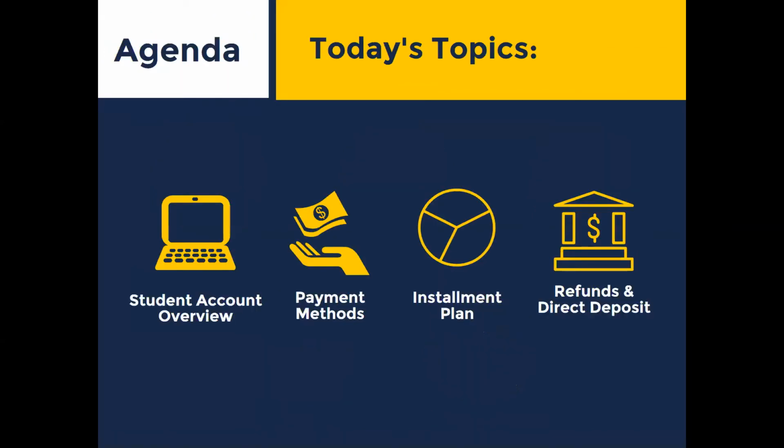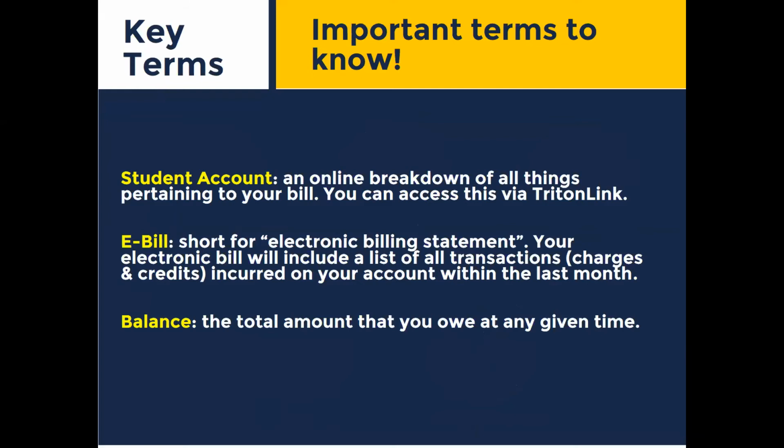Before we get too in-depth in our presentation, I'm going to go over some key terms with topics such as your student account. Most importantly, you'll hear this come up a lot. So this is all items related to your bill at UC San Diego. It includes your transaction history, any payments you've made, your monthly billing statements, and so on. You can access this at any time via Triton Link.